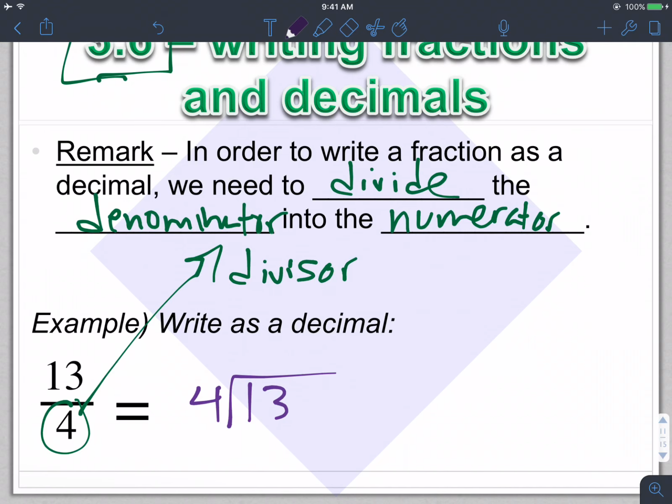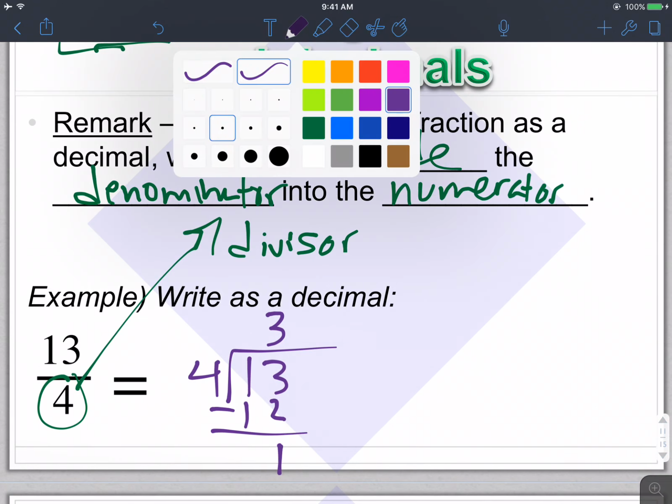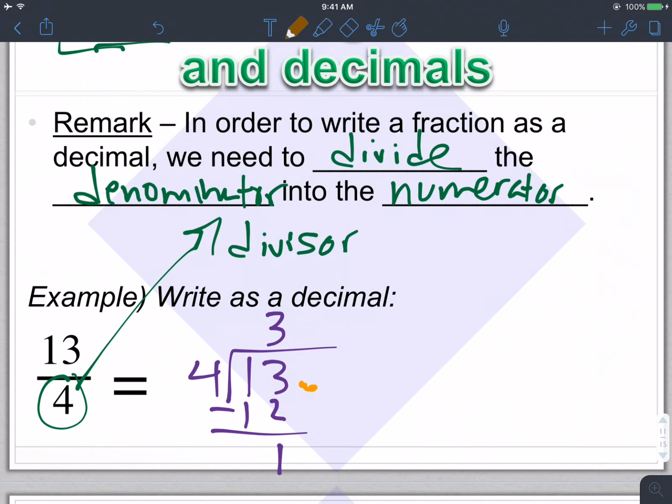Four goes into 13 3 times. Multiply and subtract. You get 1 left over. Now make that decimal point. This is different from the remainders. Okay? Make that decimal point at the end of the number. And see how it goes in that same spot? That's how you know. Now you can add as many zeros as you need.